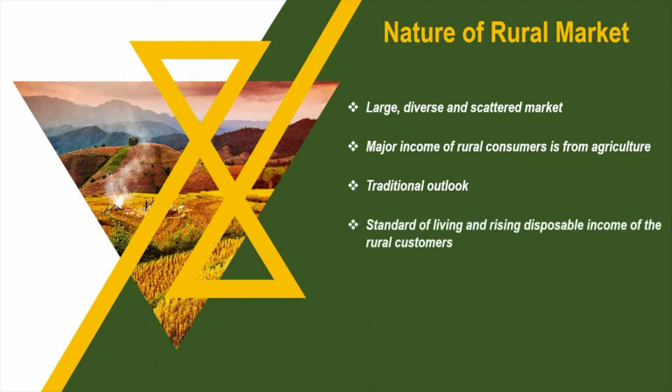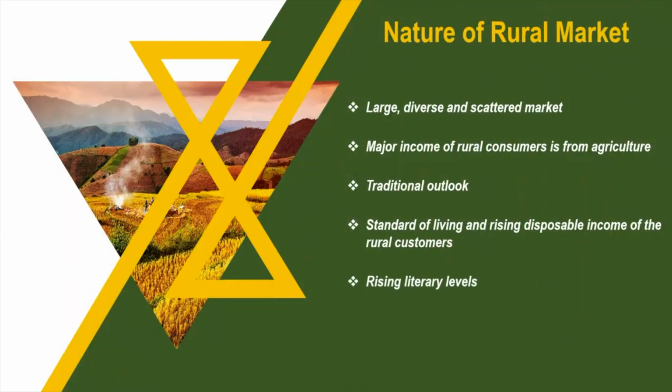Standard of living and rising disposable income of rural consumers is another aspect which we are seeing now. Standard of living is definitely increasing, disposable income is also rising. People besides earning from agriculture and agricultural based other vocations, they are also having some of the other members of the family doing jobs also. So, overall standard of living is definitely increasing and that is impacting the rural market. Then rising literacy levels, people are getting more and more literate and as the literacy level is increasing, the understanding level of the people is also increasing and they have a much better choice in terms of looking at what product is being sold to them and whether it is right or wrong for them.